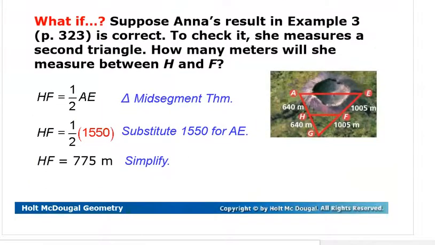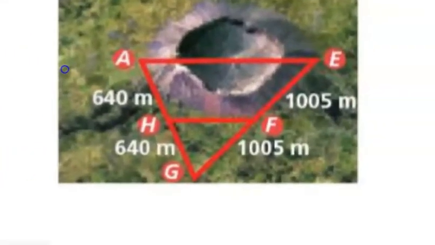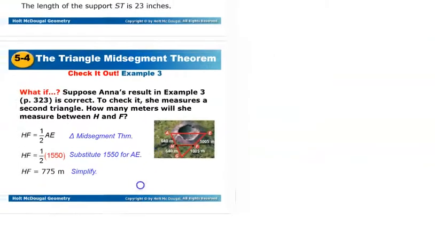Okay, now let's look at this one. So let's see. Check Anna's result to see if it's correct. To check it, she measures a second triangle. How many meters will she measure between H and F? So this is what she has. She measured all the things. And if you look, you see 640 here, 640 here. That means that this H is a midpoint. And I have 1005 and 1005, which means that F is a midpoint, making HF a midsegment.